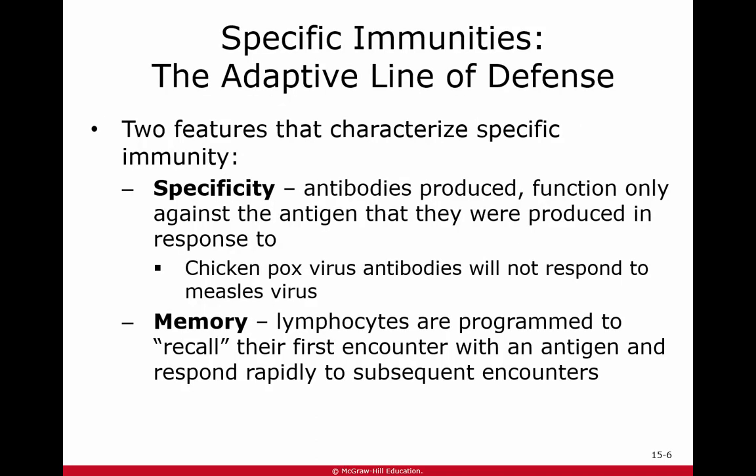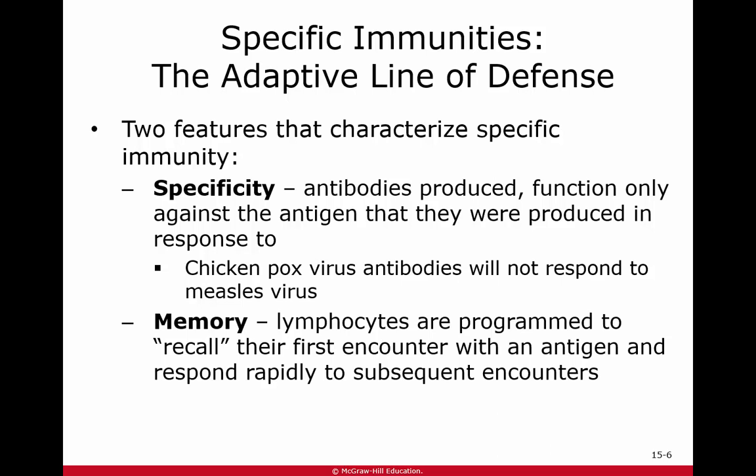Now, a couple quick vocabulary words that we want to mention in response to specific immunities. Two characteristics of specific immunity. Number one, the specific part: specificity. What happens through exposure is your body produces antibodies. These antibodies function only against the specific antigen to which they were produced to respond. For example, chickenpox virus antibodies only respond to chickenpox virus. They will not respond to the measles virus. So even though they're both viral, again, antibodies are antigen specific. So that's what specificity means.